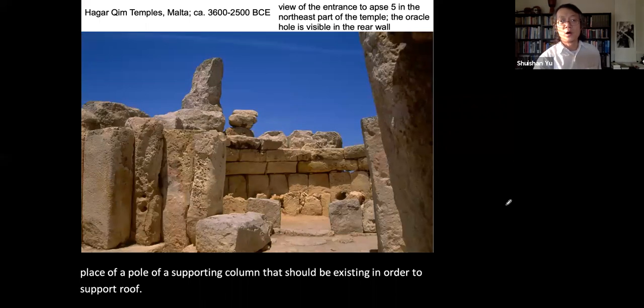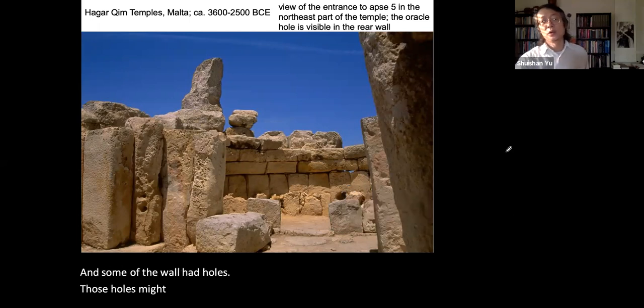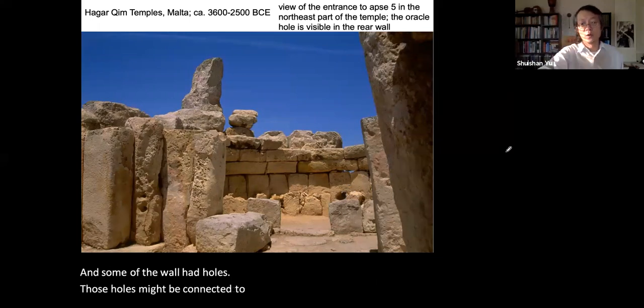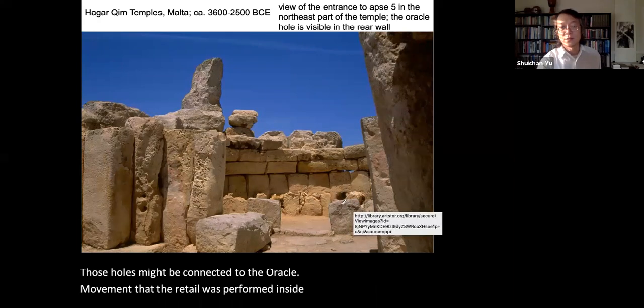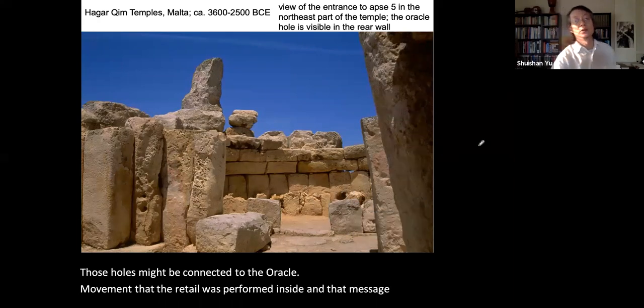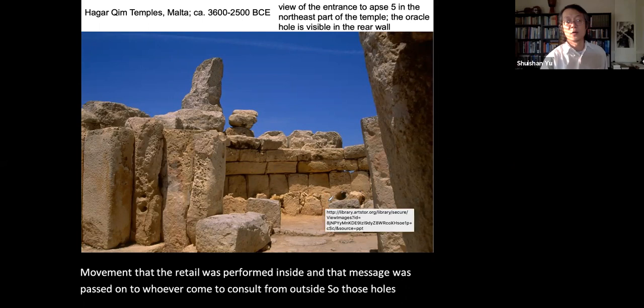Some of the walls had holes. Those holes might be connected to the oracle announcement, that the ritual was performed inside, and that message was passed on to whoever came to consult from outside. So those holes are known as the oracle holes.